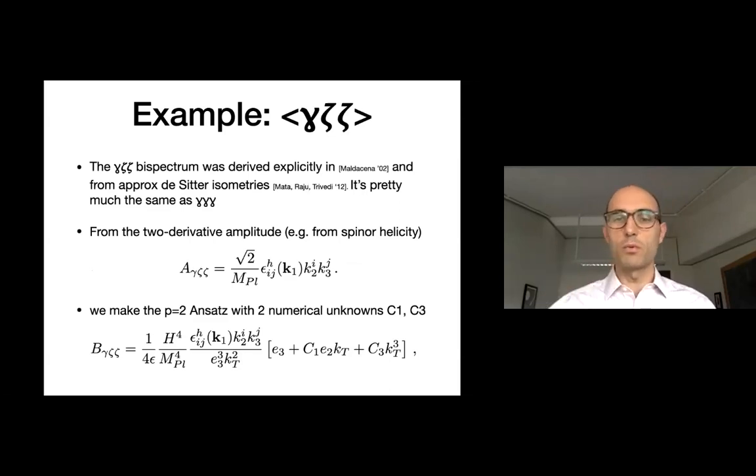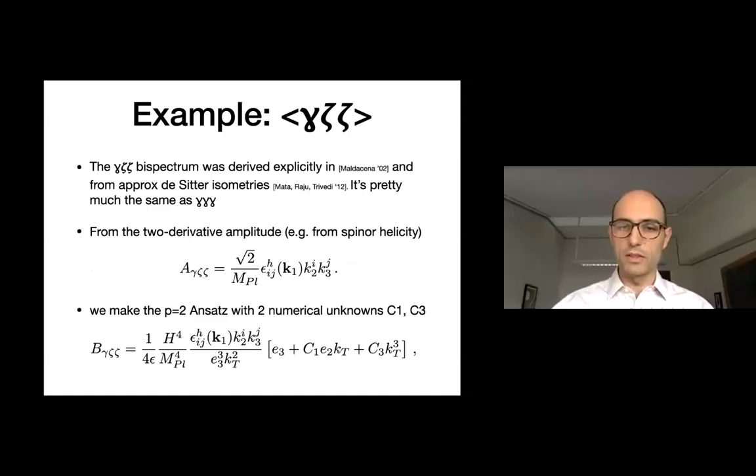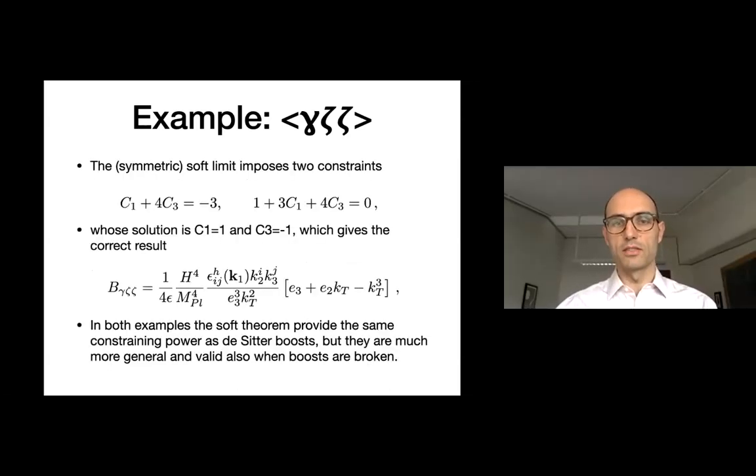There is another example which is exactly the same, which is the gamma zeta zeta. You write down the amplitude. From the amplitude, the bispectrum has only two parameters. You take the soft graviton theorem. There are two equations. The solution is unique, and the result is exactly what Maldacena had, down to the factor of 2 and the plus and the minus, just the correct one.